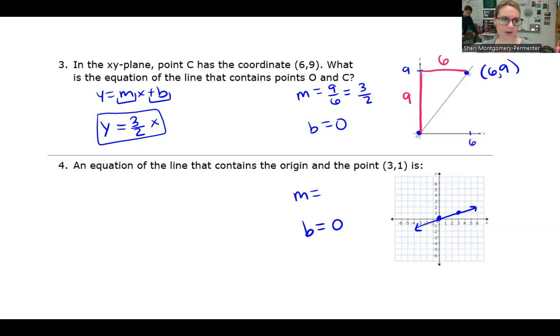To find my slope, remember slope is how far up, how far over do you go? So this one, we go up 1 and then over 3. Does that reduce? No, so we just leave it like that. So we've got our equation, y is equal to 1/3. Again, the x can go out to the side, but it does not go in the denominator. Do I have to write plus 0? That's it.